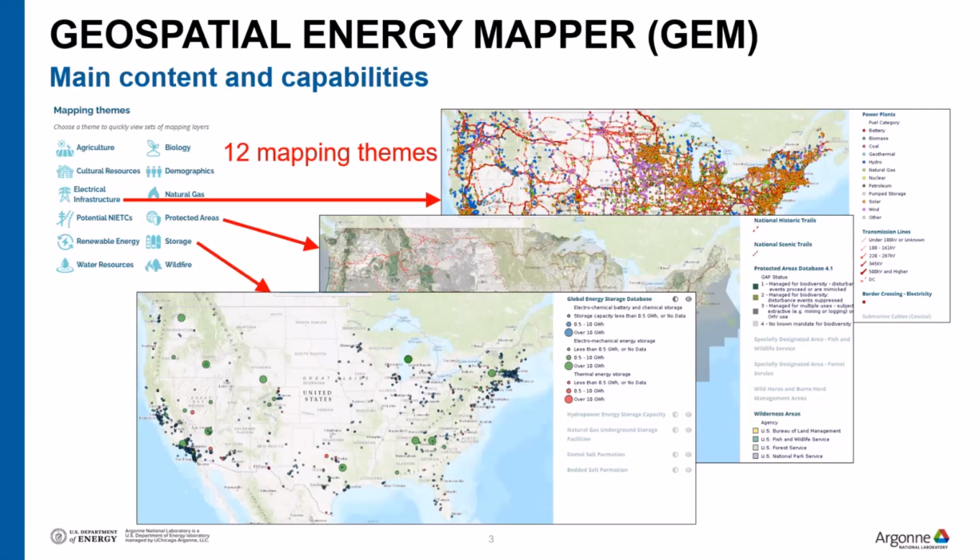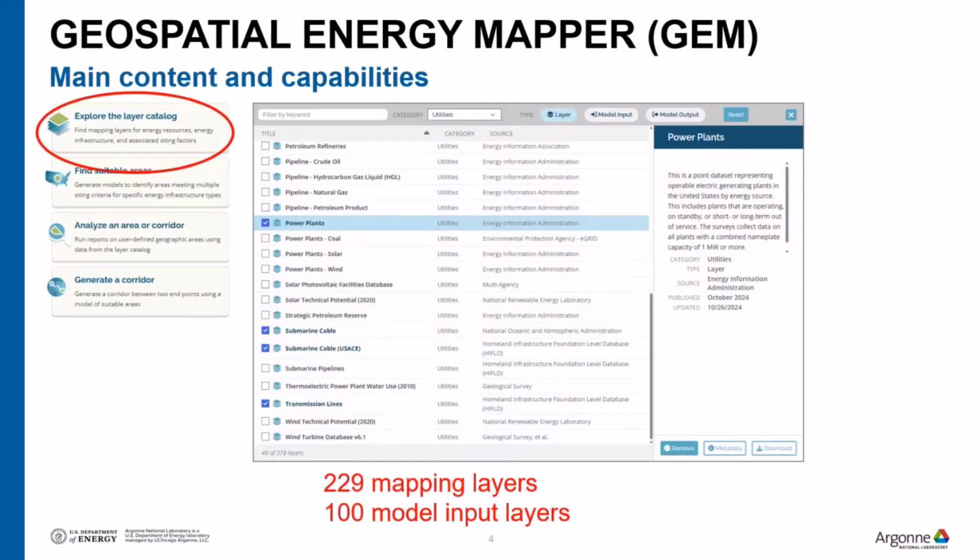for that particular theme. If you click at the upper left, there is a layer catalog that you can access. And right now, for CONUS, the contiguous U.S. lower 48 states, we have 229 mapping layers and 100 model input layers, which I'll be talking about later. So these toggles at the top, layer, model input, and model output, get at different elements of the tool that'll be more obvious as we talk further.